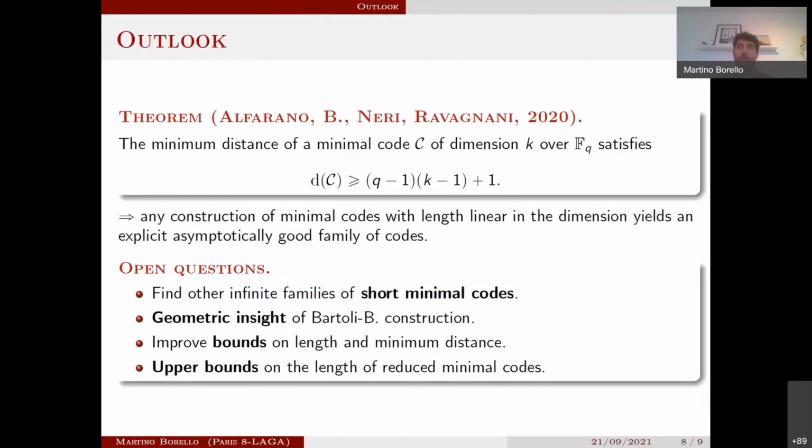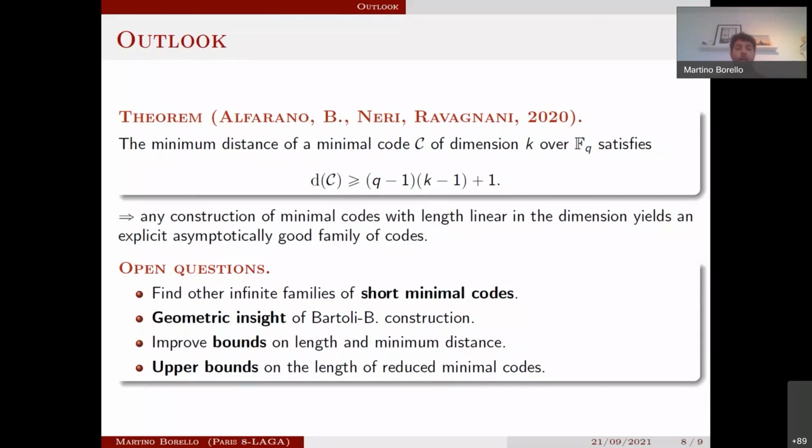As I mentioned, whenever you get a construction whose length is linear in K, then you automatically have that the minimum distance is linear in K, too, by this lower bound. And so any construction with linear length yields explicit asymptotically good codes, which is a result of interest in coding in general.